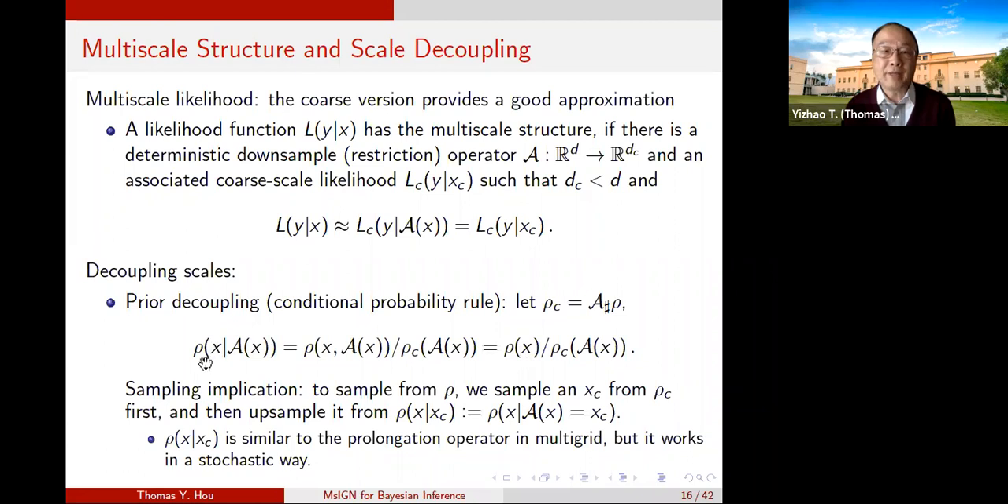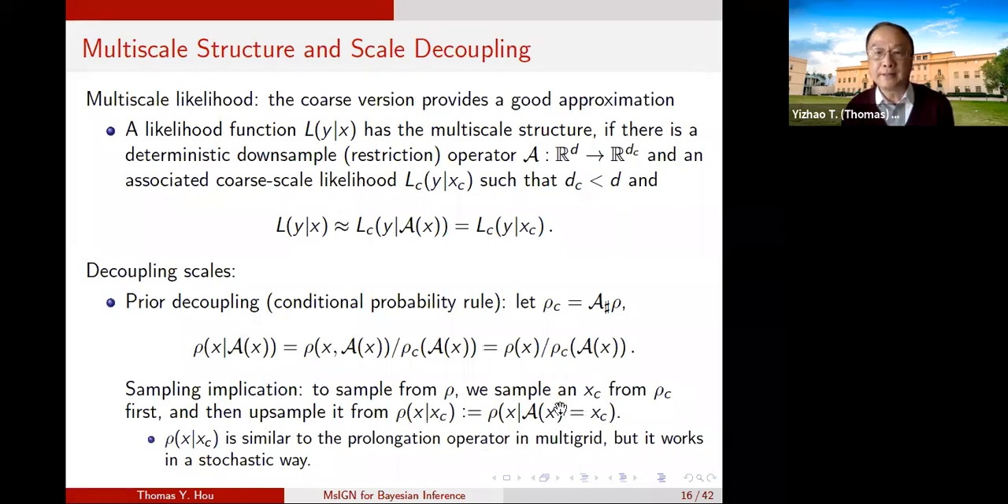And then from there we can generate a conditional probability distribution using the conditional probability rule, right? So that is how we do it. So instead of sampling directly from the pi distribution, we first generate a coarse grid coefficient XC from the coarse grid pi distribution, and then we upsample it to X using this conditional probability defined here.